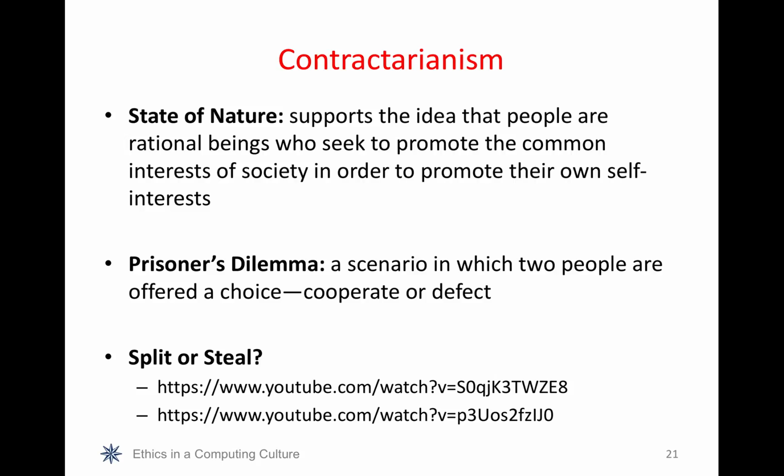There was a game show called Split or Steal, which is very similar to the prisoner's dilemma problem. Spend 10 minutes watching the 2 YouTube videos from this slide.